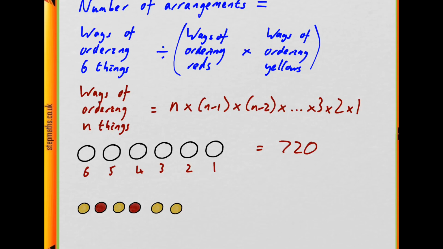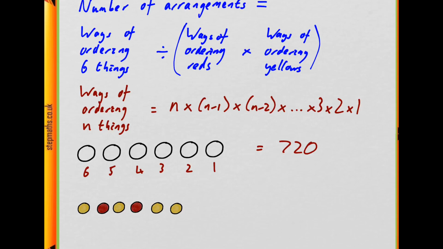So that's why we need to divide by the number of ways of switching the reds around, which is actually the same as the number of ways of ordering the reds. Because each switch just corresponds to a different order. So for instance, in this case, the number of ways of switching the reds is just going to be 2. I can swap them over, or I can swap them back. There's only 2 ways of ordering them.